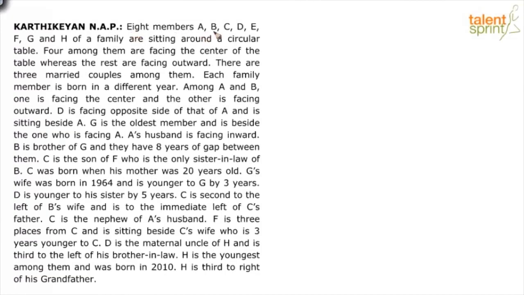8 members A, B, C, D, E, F, G and H of a family are sitting around a circular table. 4 among them are facing the center of the table, whereas the rest are facing outward. So basically, 4 of them are facing the center and the other 4 are facing outwards, a mixture of inward and outward facing arrangement.